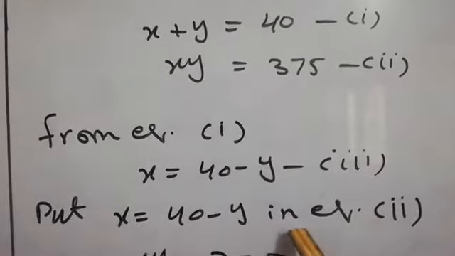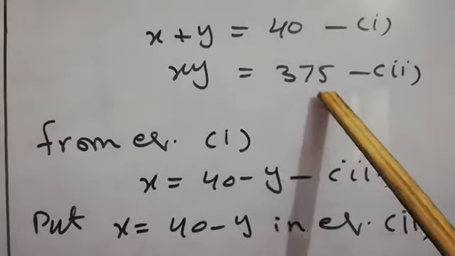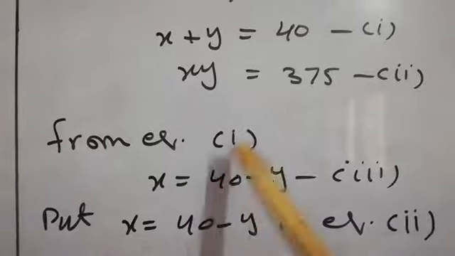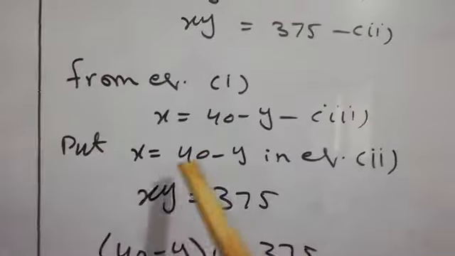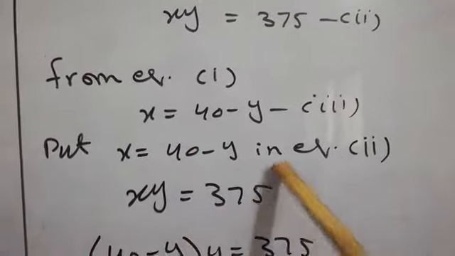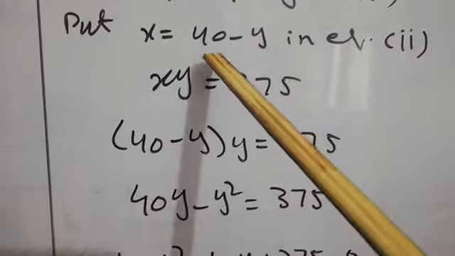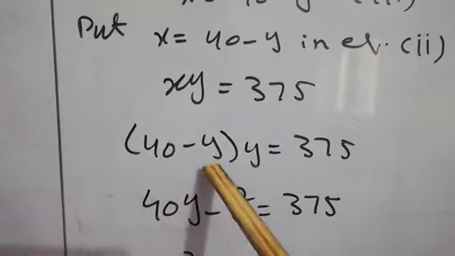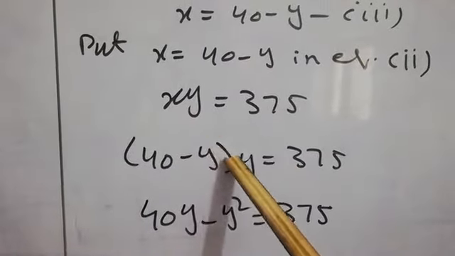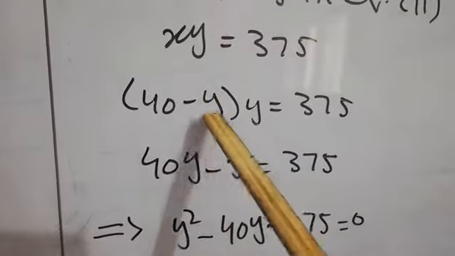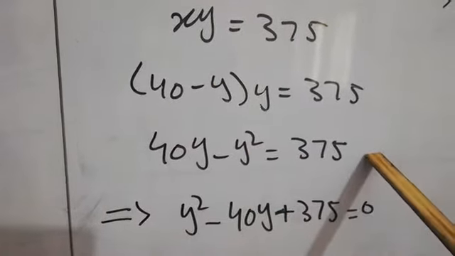Now we will put equation number 3 in equation 2, because we have derived this equation from equation 1. So put x equals 40 minus y in equation 2. Equation 2 is xy equals 375. Put the value of x here, (40 minus y) into y, equals 375. Now y will be multiplied: 40y minus y square equals 375.